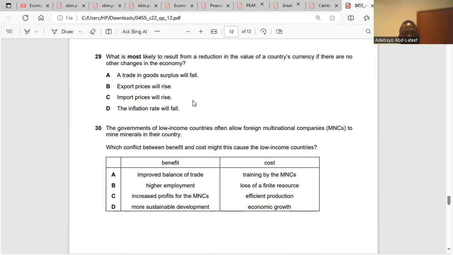Question 30. The government of low-income countries often allow foreign multinational MNCs to mine minerals in their country. If this happens, employment will increase in such a country. At the same time, mining of minerals will take resources away. Resources will be used up, and when resources are used up, MNCs move away from your country in search of other countries that have resources. So employment would rise, finite resources would reduce, because of scarcity. So 30 is B. Clear? So that's the end of paper 1 of 2022 major.